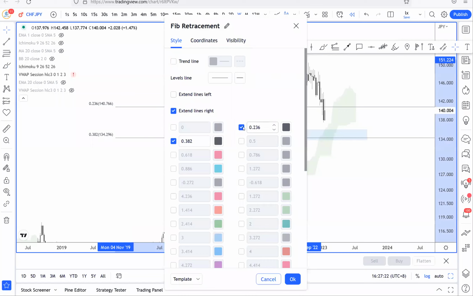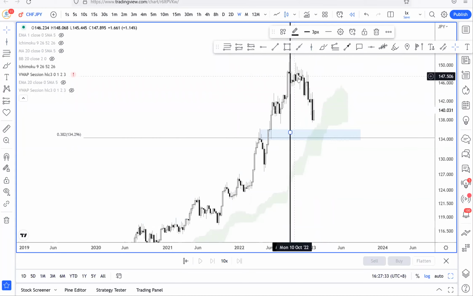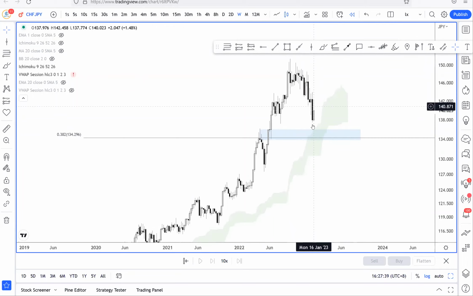So 23.6 is broken, so it's not valid. The reason it's broken, as we explained earlier, is that price broke below that level. Basically from the highest point, this is the highest point, to the left of it you need to ensure that price did not break that level. If it broke that level, it's not valid. So the next level is 38.2. This is the weekly picture.